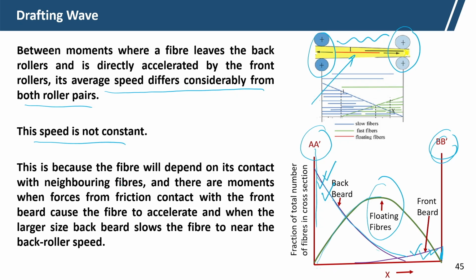This is because the speed is controlled by the contact with neighboring fibers. There are movements where forces from the frictional contact with the front roller, the front beard, cause the fiber to accelerate, and the large back beard holds the fiber near the back roller speed. So, closer to the back roller, the fiber tries to move at the back roller speed.